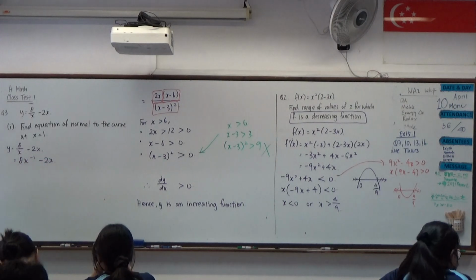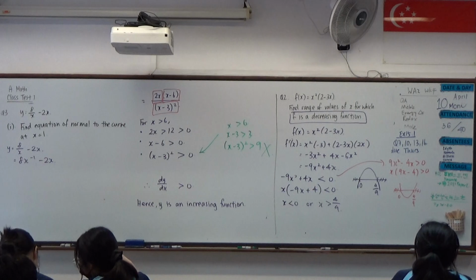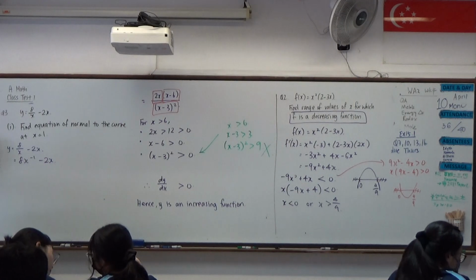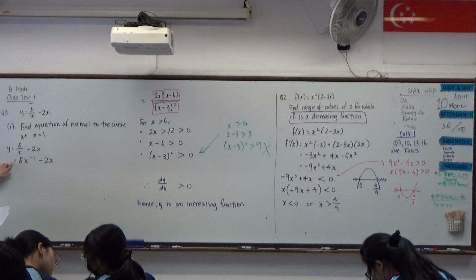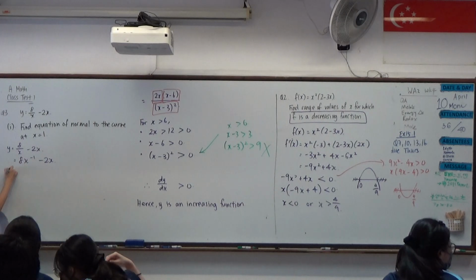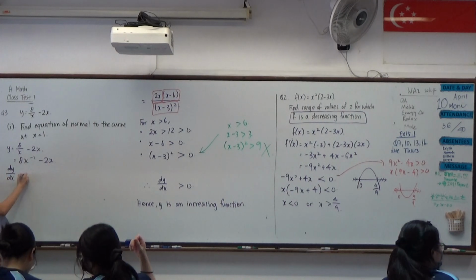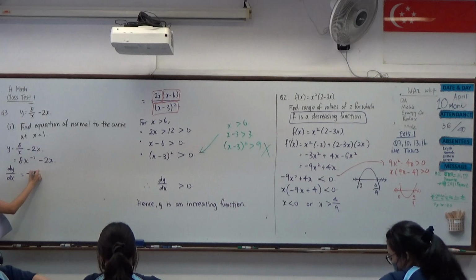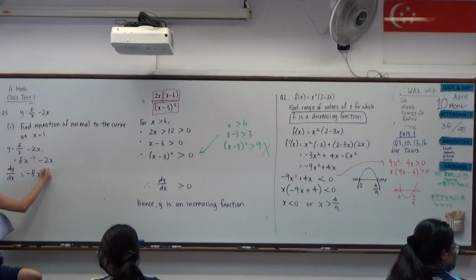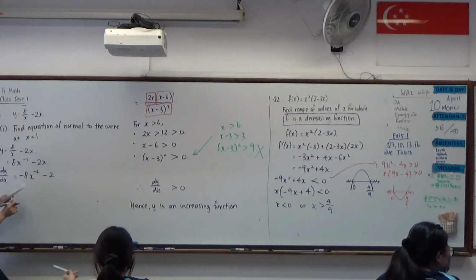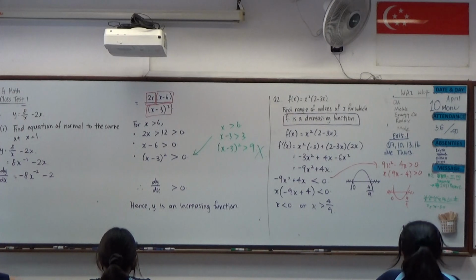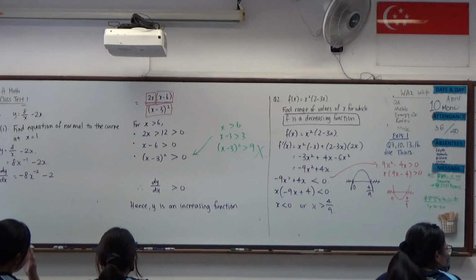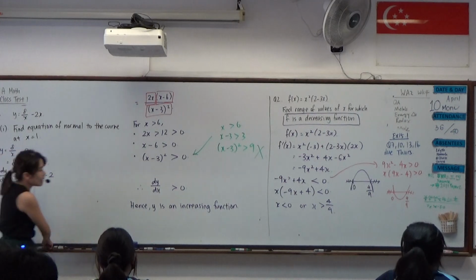Okay, so in question 3, given the equation y equals to 8 over x minus 2x, you can re-express it into this manner for your convenience in differentiating. Differentiating it, you will get negative 8x to the power negative 2 minus 2 itself. Okay, so we want to find the equation of the normal to the curve at x equals to 1.